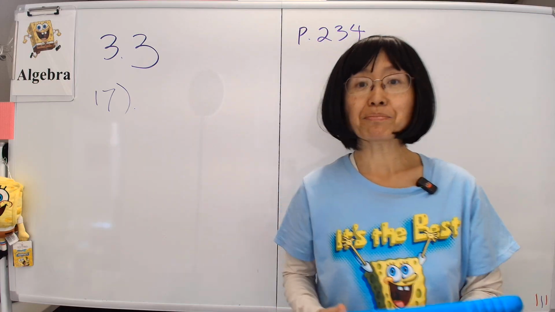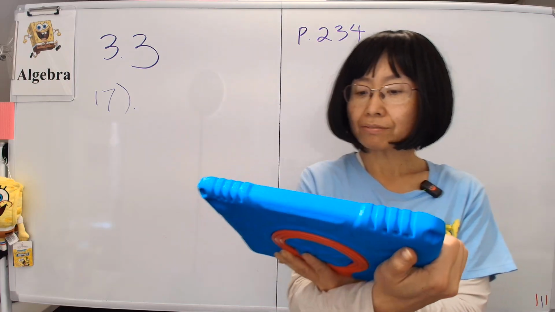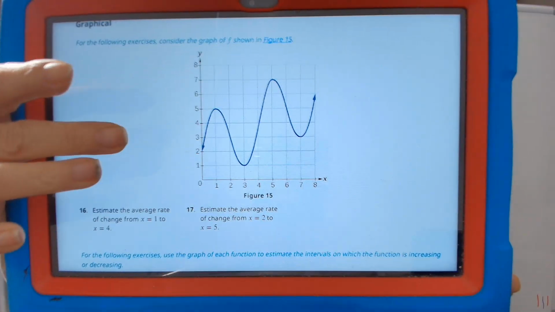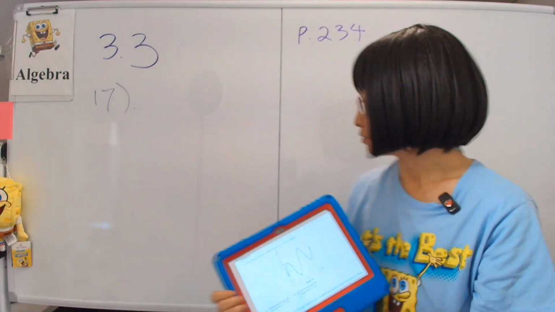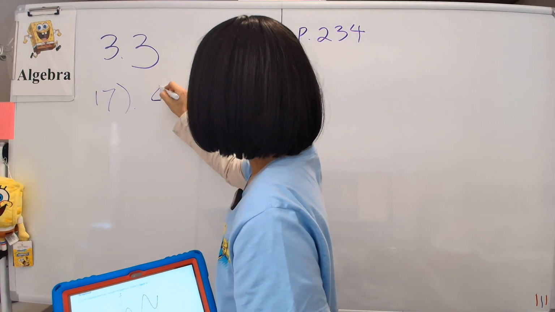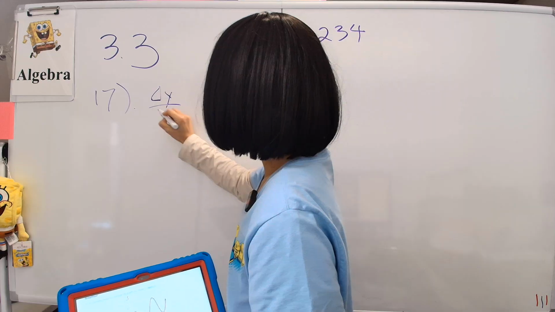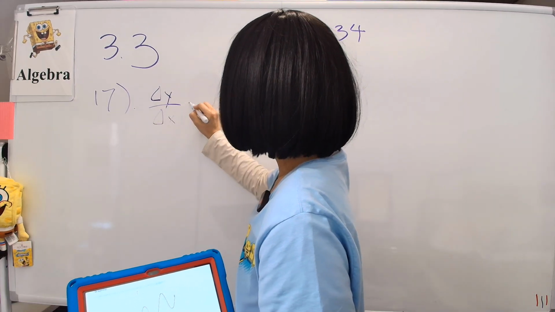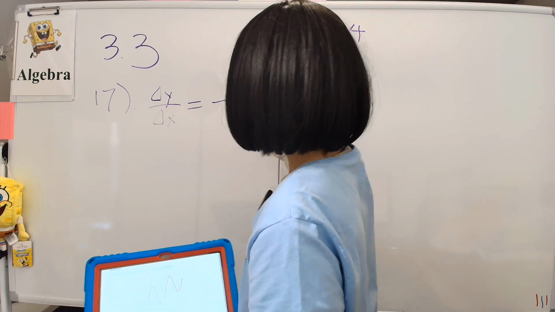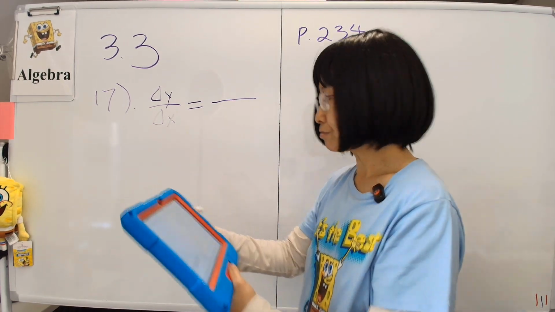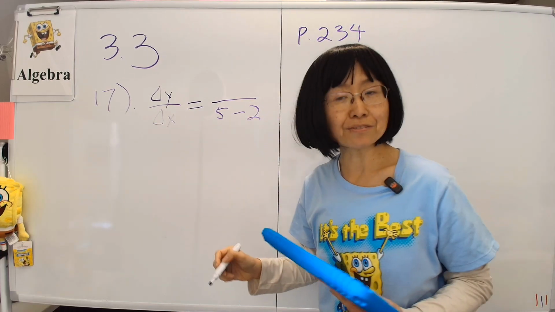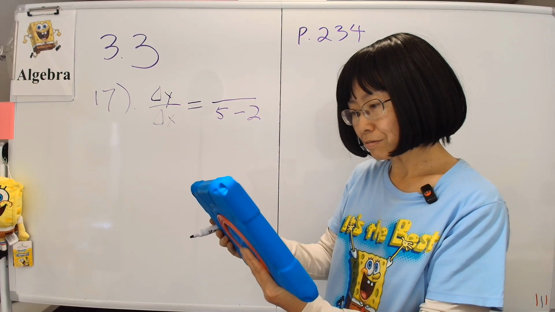Next, let's look at problem 17, where we have the average rate of change from x equal to 2 to x equal to 5. So 2 to 5, that's delta x. Let's write that down first: delta y and delta x. So what is delta x? My board is a bit wet. We want x to go from 2 to 5, so it's 5 minus 2, final minus initial. And then what is delta y from 2 to 5?